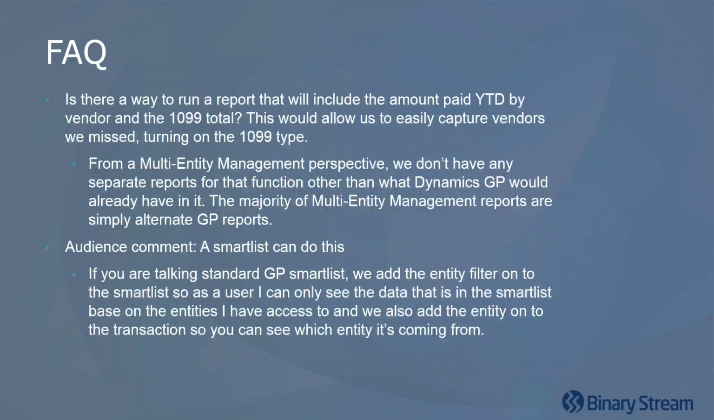Another question we've gotten is, is there any way to run a report that will include the amount paid year to date by vendor in the 1099 total? This would allow us to easily capture vendors we missed turning on the 1099 type. By default, no, we don't have a report that does that. For the most part, any reports we have are just alternates of GP reports, and I don't think GP had a report that did that. So there's not an out-of-the-box report.